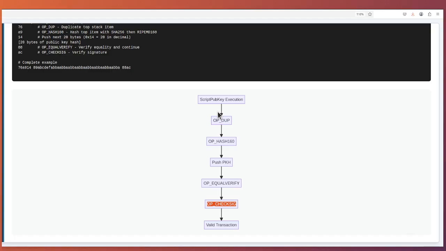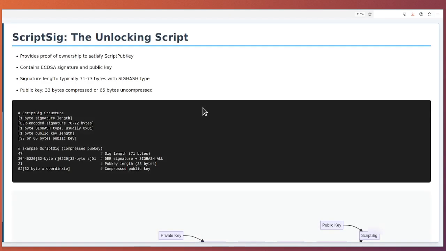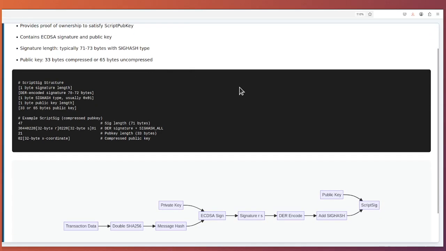This delayed revelation provides an extra security layer, particularly important given potential future advances in cryptanalysis or quantum computing. ScriptSig Deep Dive. The ScriptSig, or unlocking script, is provided by the spender to satisfy the conditions set by the ScriptPubKey. In P2PKH transactions, the ScriptSig is relatively straightforward but contains critical cryptographic proof of ownership. Understanding how this script is constructed and validated is essential to understanding Bitcoin security.